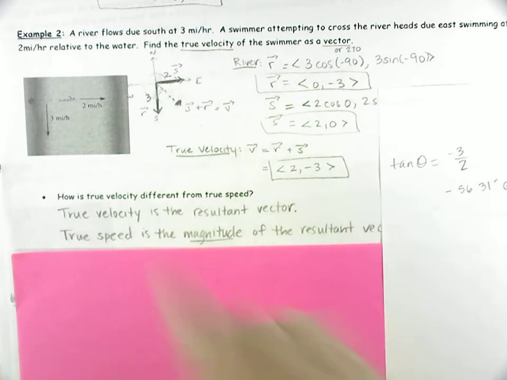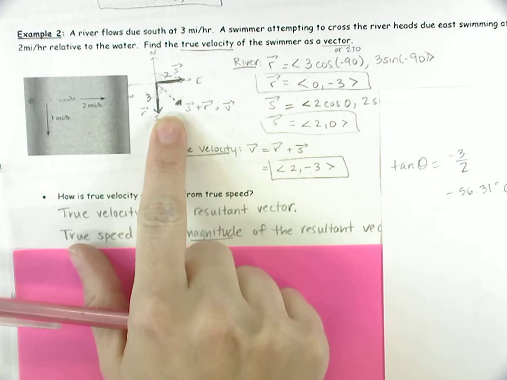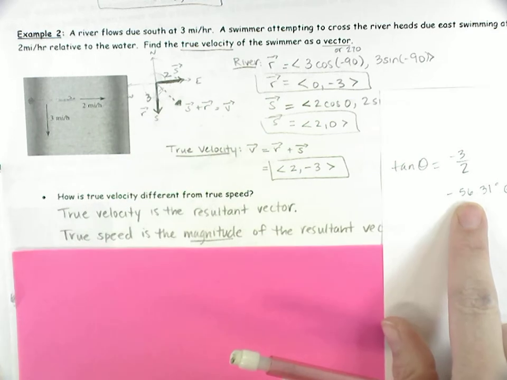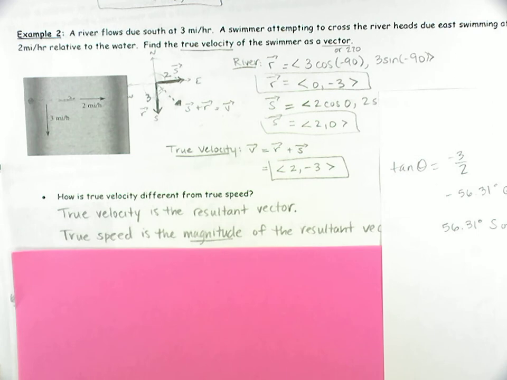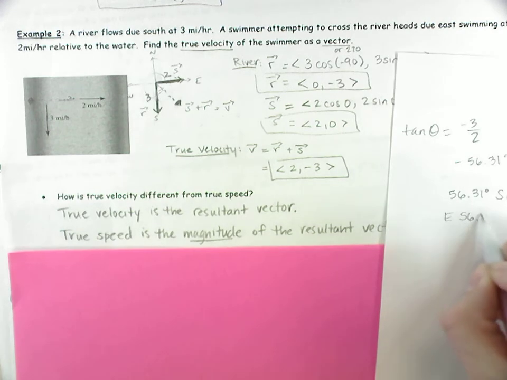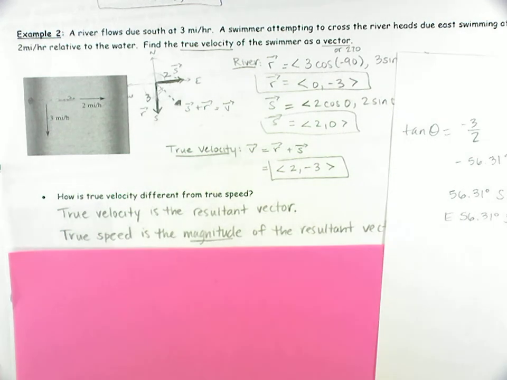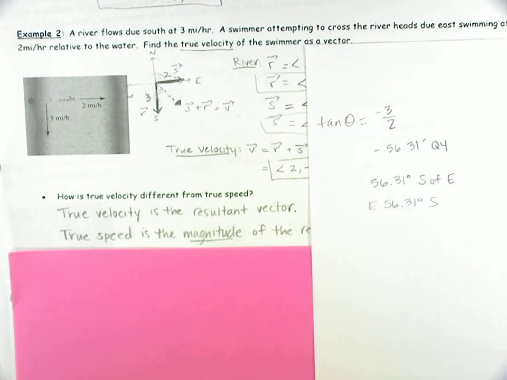And look at my vector. Is my vector in quadrant 4? Yes. But I'm not going to label my bearings like this. You can do it a couple ways. You can say 56.31 degrees south of east, or you could do east 56.31 degrees south. That would be fine. We didn't have to do that though. No, you didn't have to. I know some people did, so I was just showing you. What would the question ask you? It would say find the direction that the swimmer should head.